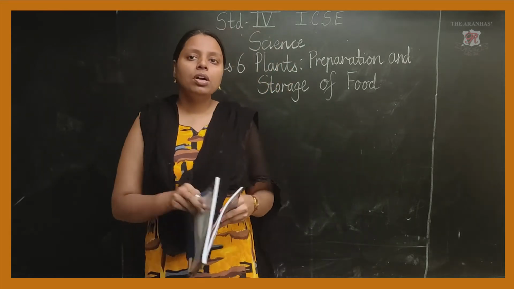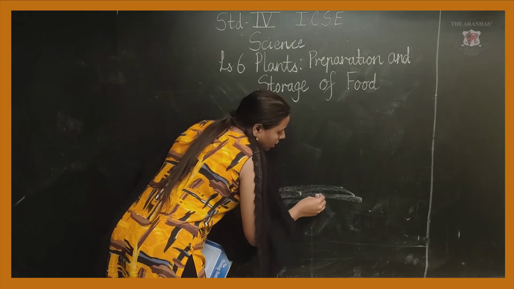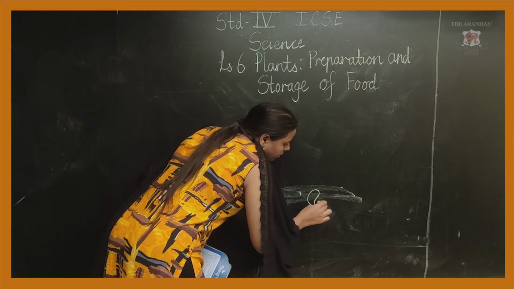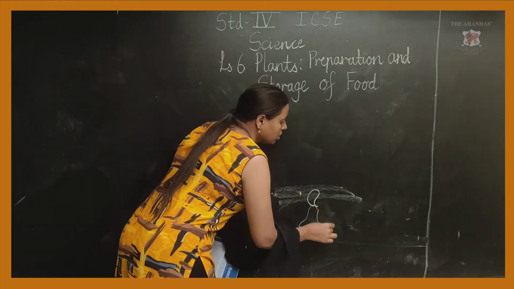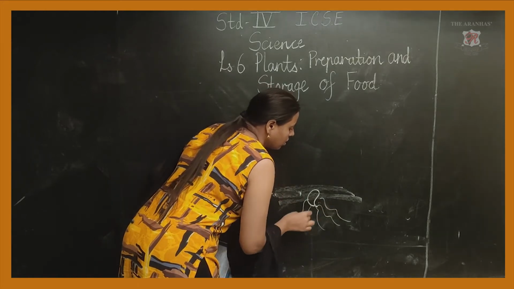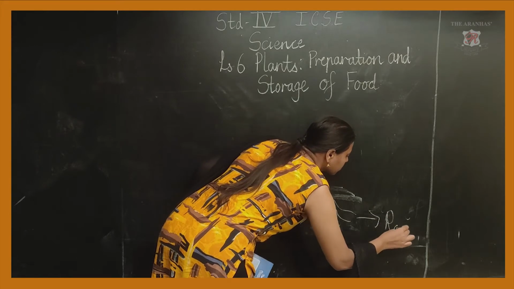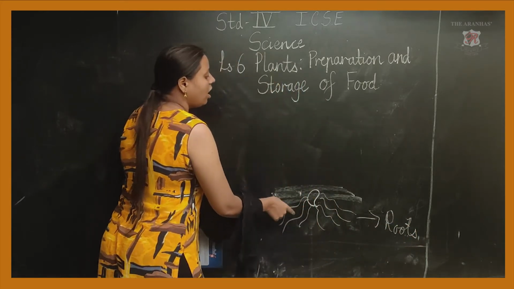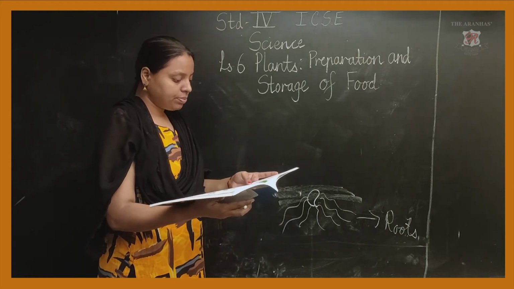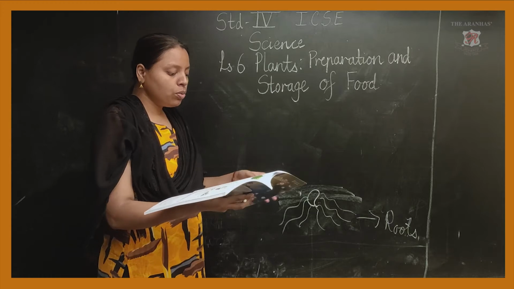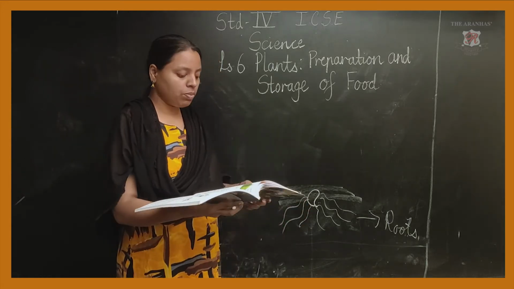When you put, children, a seed into the soil, this is the mud, and you water it, after a period of time there comes a thin thing, that is the roots. They grow below the earth's surface, below the ground soil. Now, what do the roots do? They take in water and nutrients from the soil.